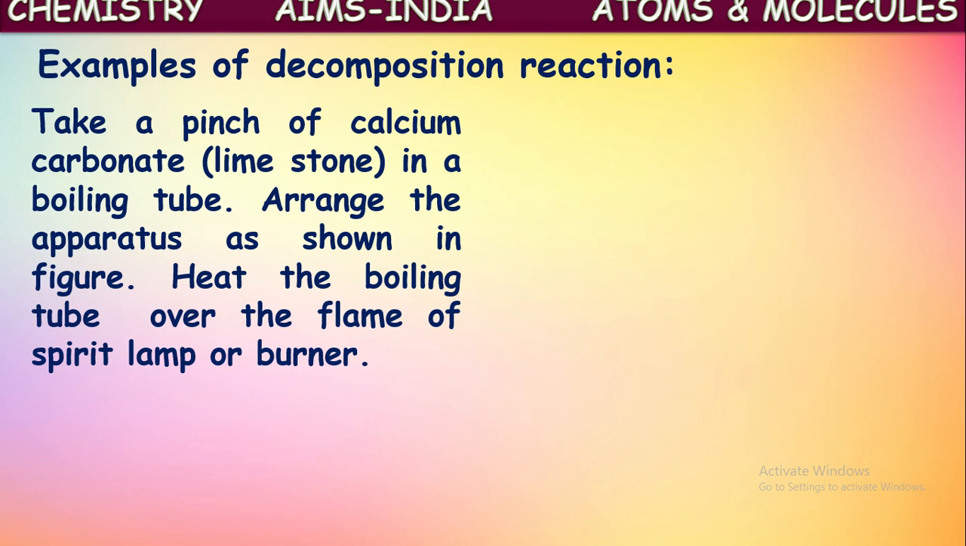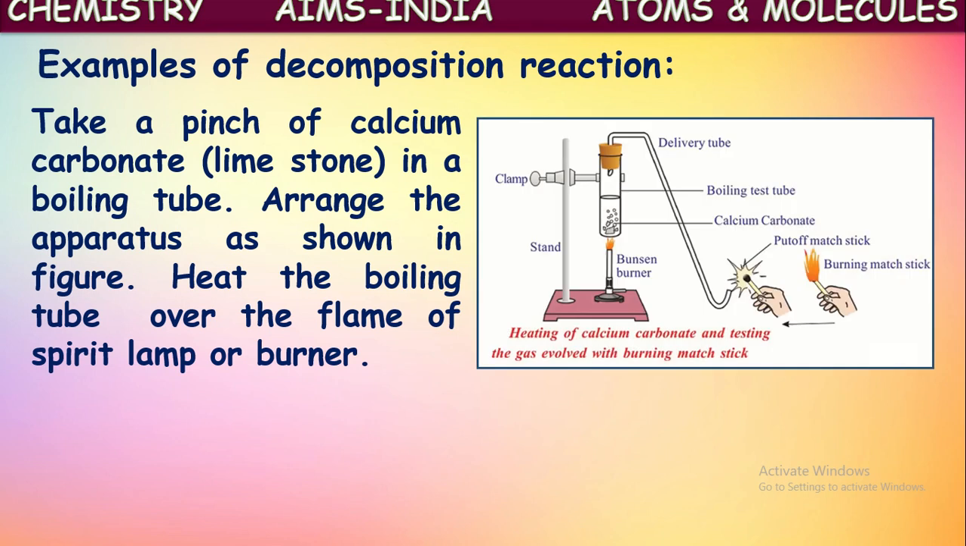Take a pinch of calcium carbonate. If you heat this calcium carbonate, it splits into calcium oxide and carbon dioxide. So a compound calcium carbonate, which we also call limestone, on heating decomposes to form calcium oxide and carbon dioxide. Two new compounds are formed from a single substance. This reaction is said to be chemical decomposition reaction. This occurs in presence of heat energy, by giving heat energy.